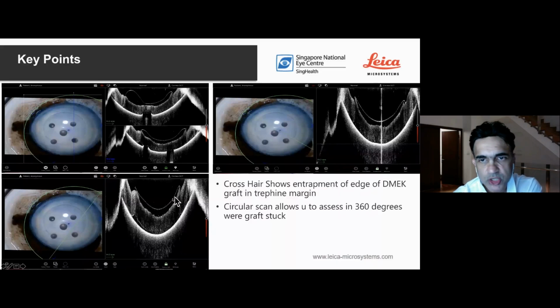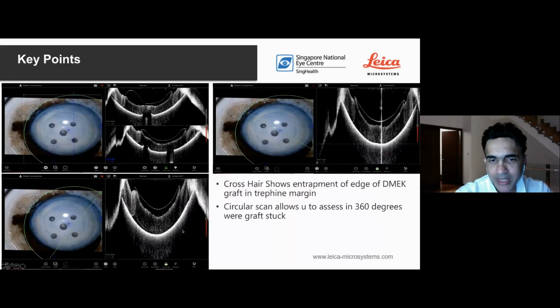So I'll show you these features again a little bit over here. The crosshairs show the entrapment of my DMEK tissue in the trabeculum, which is actually quite common that we see. And the circular scan allowed me to assess it all the way around in 360 degrees. I think this is one of the advantages of this technology, is that you're not just seeing it in two planes, from the crosshair, but you're seeing it all the way around. So I know exactly all the way around where the graft is freed up or not.